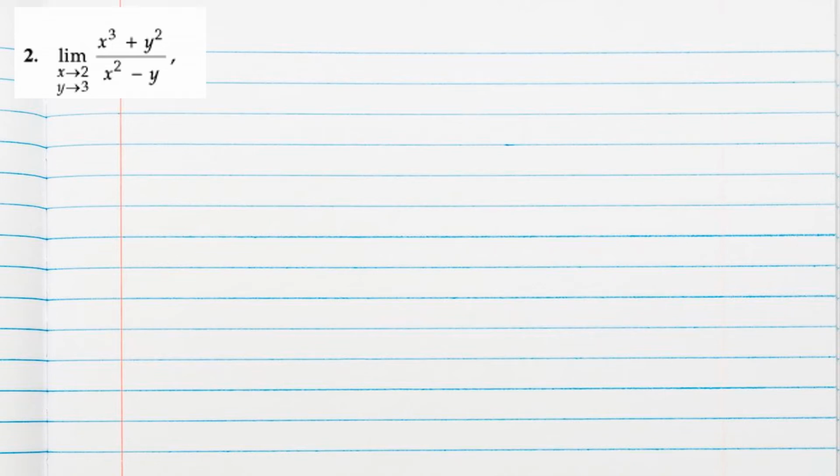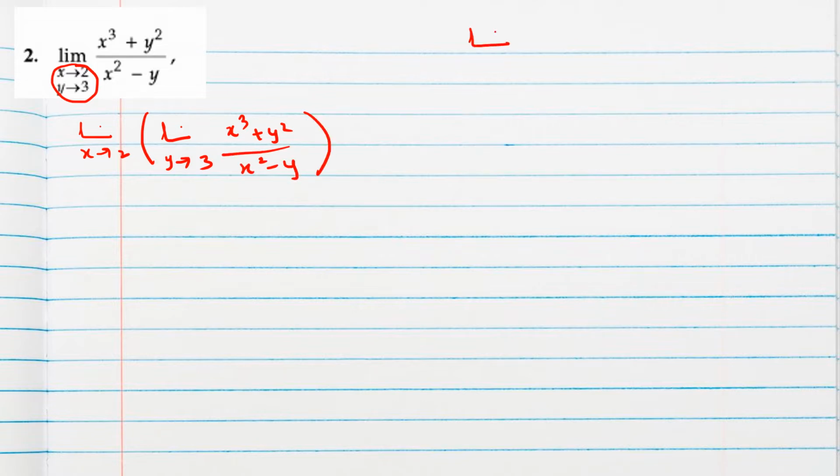The question is: limit x tends to 2, y tends to 3, of (x cube plus y square) divided by (x square minus y). As we can see, x and y values are not tending to 0. So we can find limit x tends to 2, limit y tends to 3, of (x cube plus y square) over (x square minus y), and limit y tends to 3, x tends to 2, of (x cube plus y square) divided by (x square minus y).